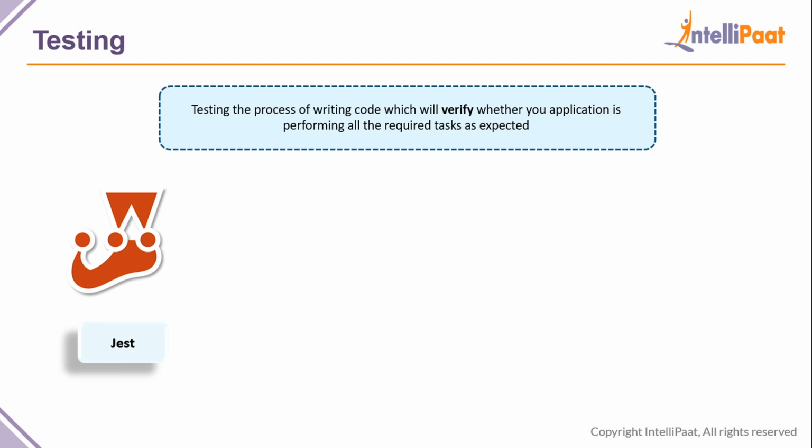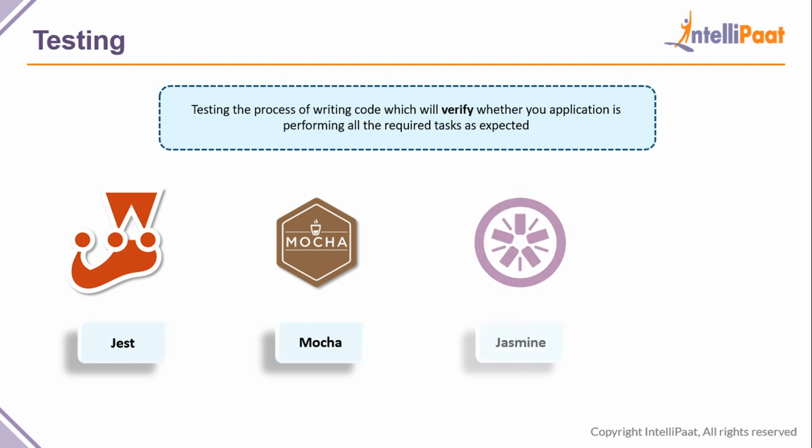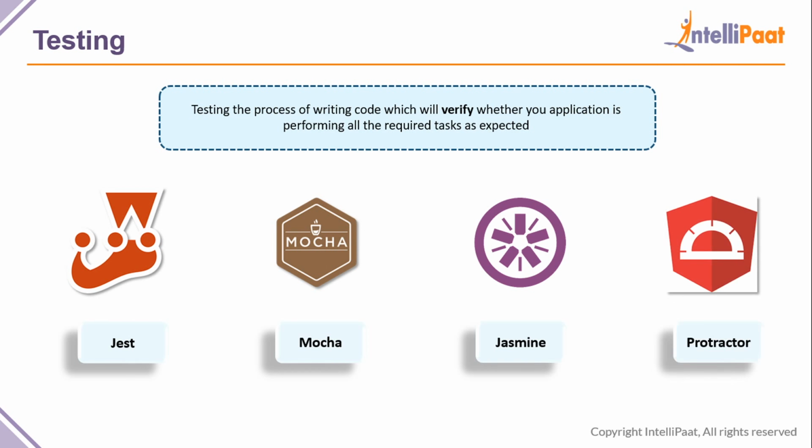So there are many JavaScript testing frameworks. One of them is Jest. Jest is also created by Facebook, and it's very easy and very lightweight, so you can use Jest if you wish to. There's also Mocha. Mocha is also quite good. It's not as feature rich as Jest, but you can use Mocha if you wish to build a small application. There's Jasmine. Jasmine is quite an old framework, so it's not being used with that much popularity, but you can still use Jasmine. And then there's Protractor.